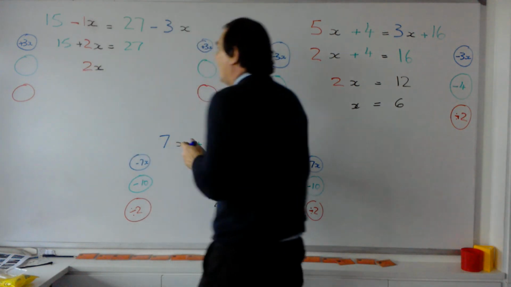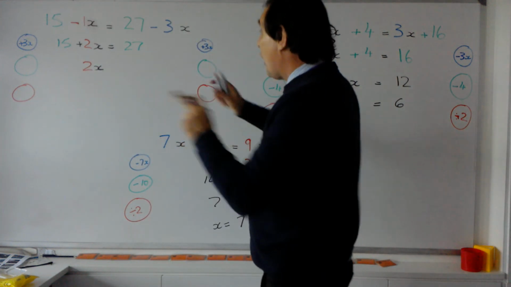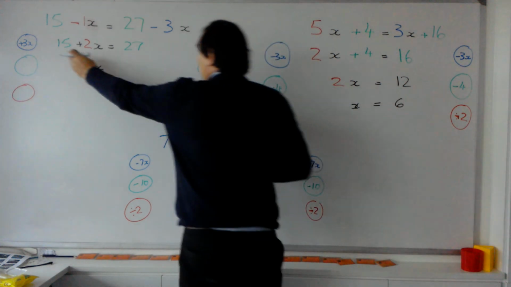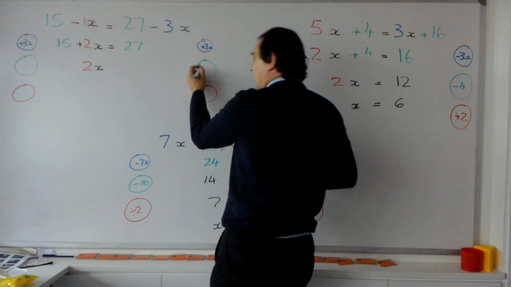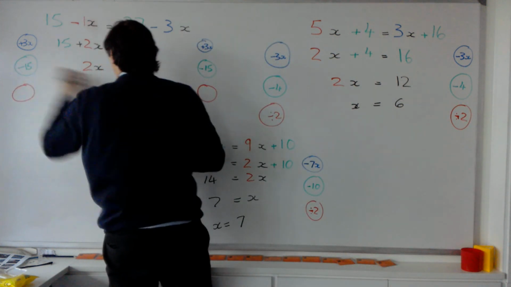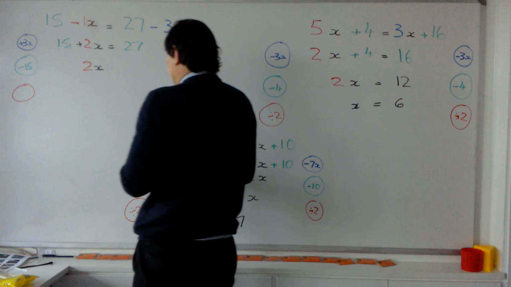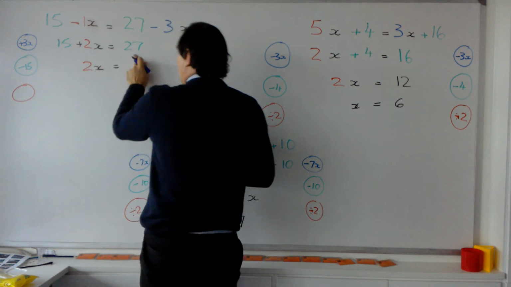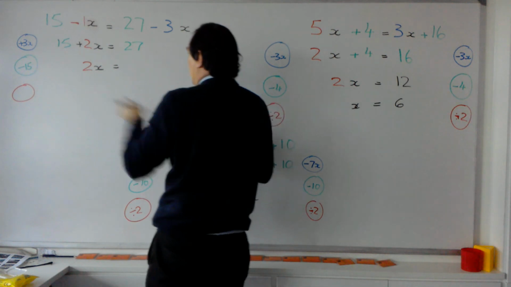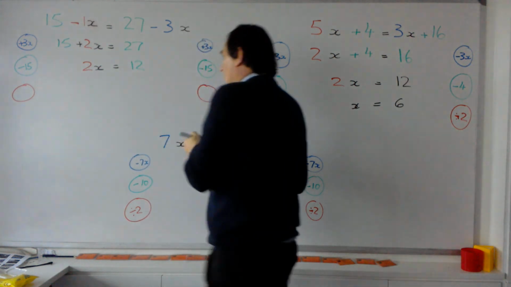In readiness. What have I got to do first though? I've got to take the 15 from both sides, because I've got 15 here on the side of the 2x, so I want to get rid of it. So I'll take 15 away, take 15 away here, and that's equal to 27 take the 15, leaves us with 12. So 2x is equal to 12.